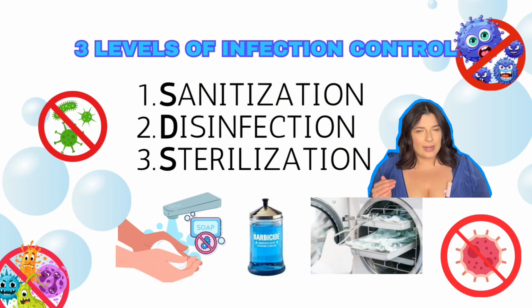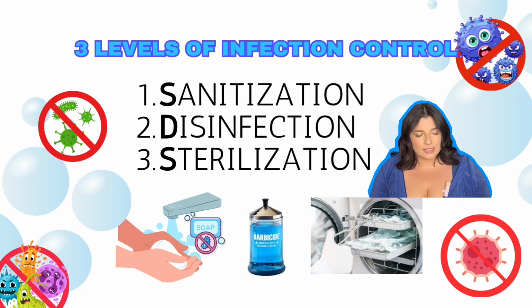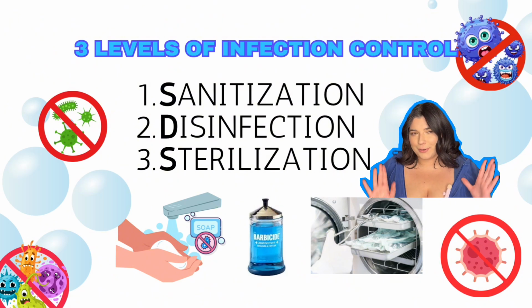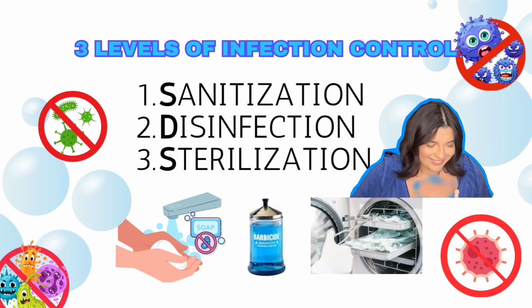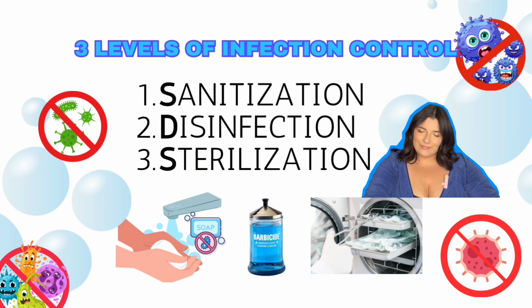Disinfection is a little bit higher level of infection control, and this is where you're really going to kill most germs and bacteria on those surfaces. You would use a disinfectant like alcohol or an EPA registered, hospital grade, EPA certified disinfectant. And then the last level of infection control is going to be sterilization.